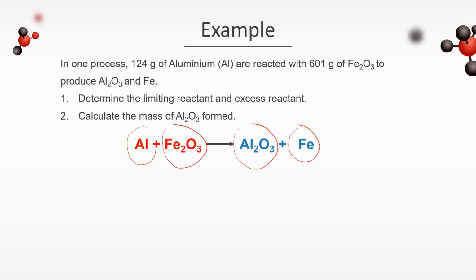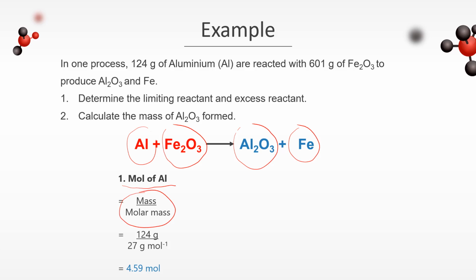What we need to do next is calculate the number of moles for aluminium. The formula that we need to use is mass divided by molar mass. The mass of aluminium is given as 124 grams divided by 27 grams per mole, which we can get from the periodic table. So the moles of aluminium is 4.59 mole.